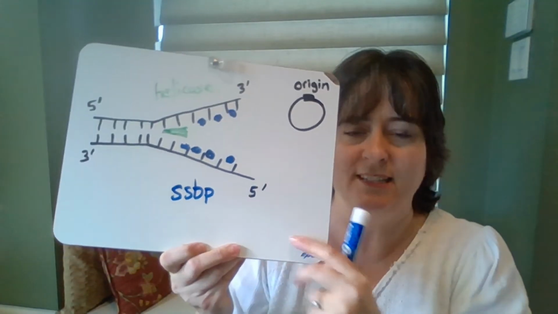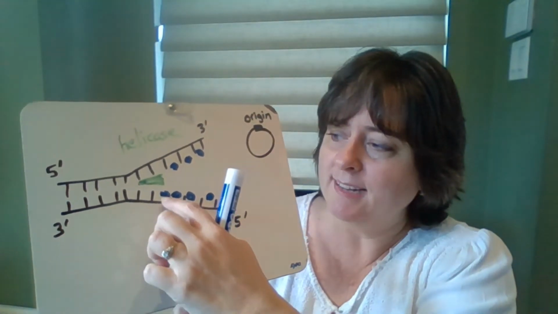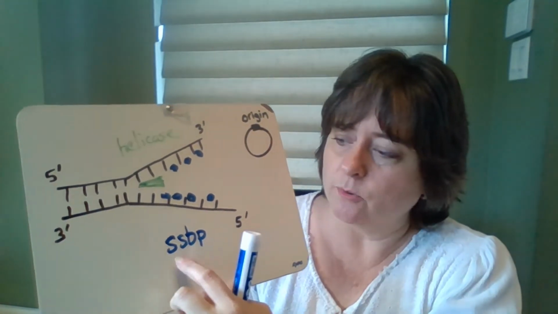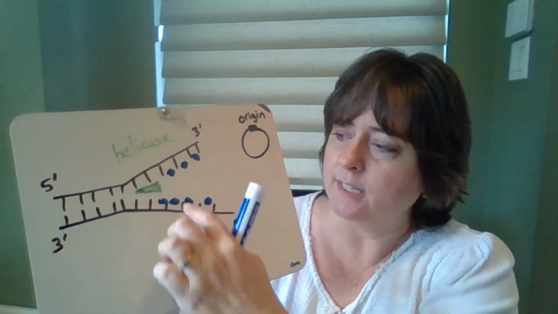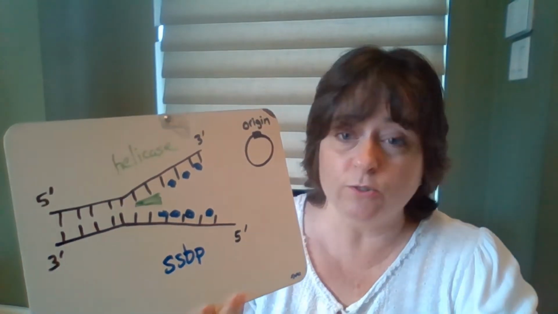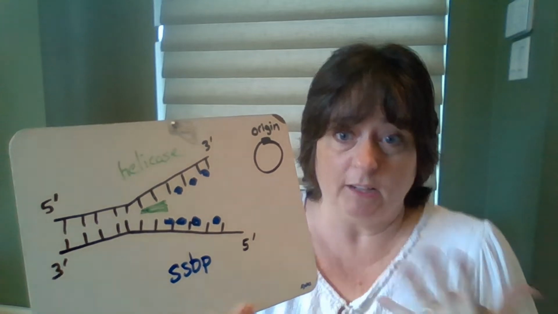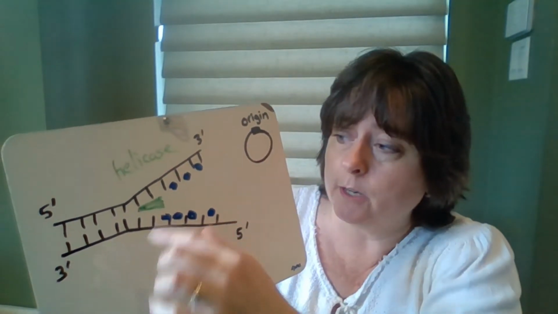Single-stranded binding proteins do exactly what they say. They bind to single-strand DNA. So SSBP, single-stranded binding proteins, come in. Every time they see single-stranded DNA, they bind to it. That's just what they do. So they're going to do their job over and over again.